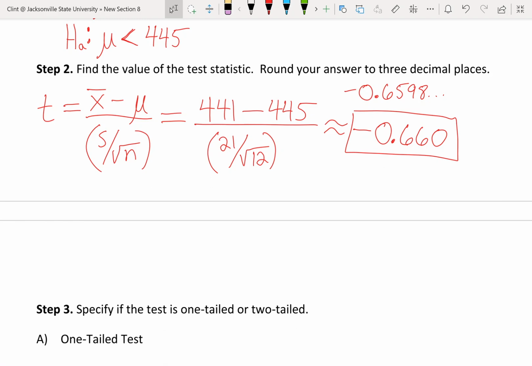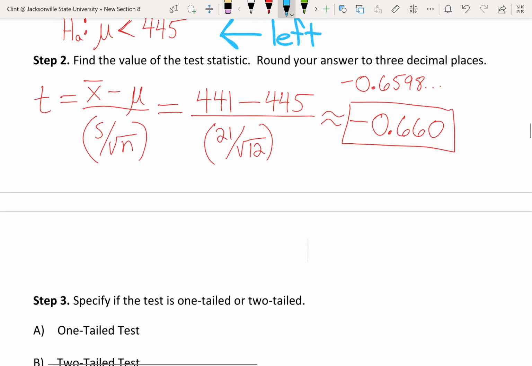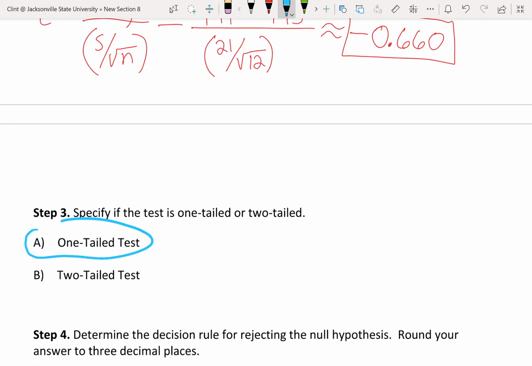Step 3 says, what kind of test is it? One-tailed or two-tailed? We're going to go a little bit further than that. If we look at our alternative hypothesis, are we left-tailed, right-tailed, or two-tailed? Yeah, less than points to the left. So we are one-tailed, but more than that, we're left-tailed.